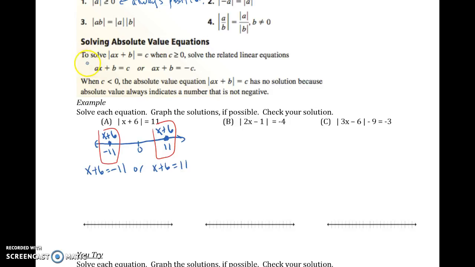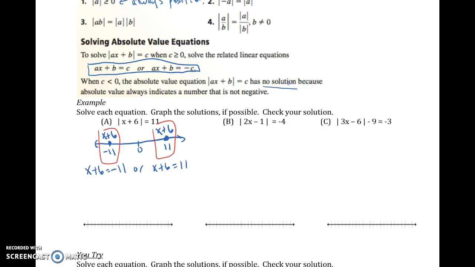And that's what they're saying right here, where it says you create two equations, one at a positive and one at a negative. Notice how nothing inside that absolute value changes. That plus sign stays a plus. If it was a minus, it would stay a minus. The only thing that changes is that c value on the other side of the equation, right? Positive 11 or negative 11 here. Okay? The only thing you want to note here is if c is negative, then there is no solution. And we'll look at that next.